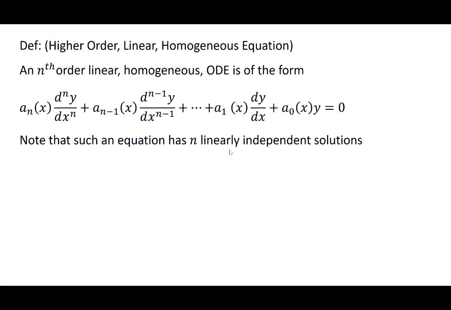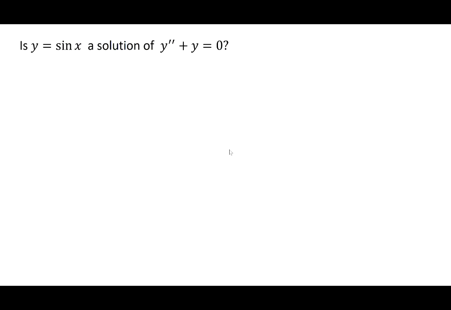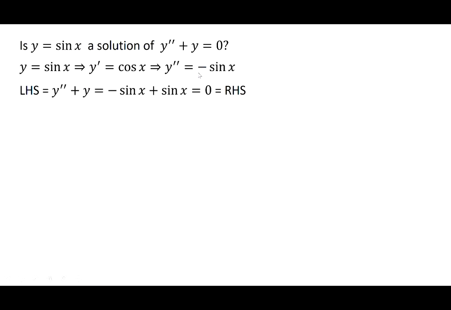Okay? All right. So let me, as a motivation, show you what I mean by this. Is y equal to sin x a solution of y double prime plus y equal to 0? How do you proceed? Oh, simple. Figure out y prime and y double prime, plug in and see whether left hand side equals right hand side. And sure enough, y prime is cosine x, y double prime is negative sin x. Left hand side is equal to right hand side.